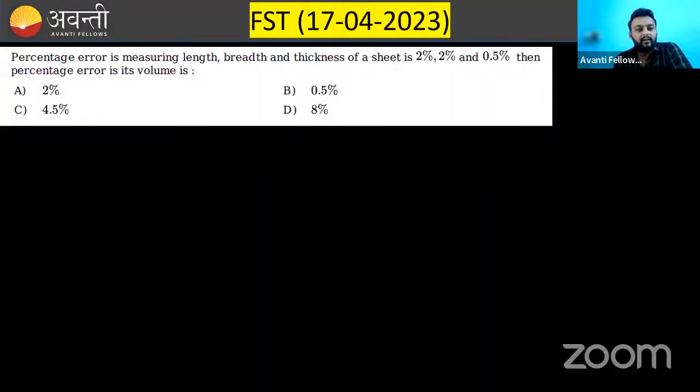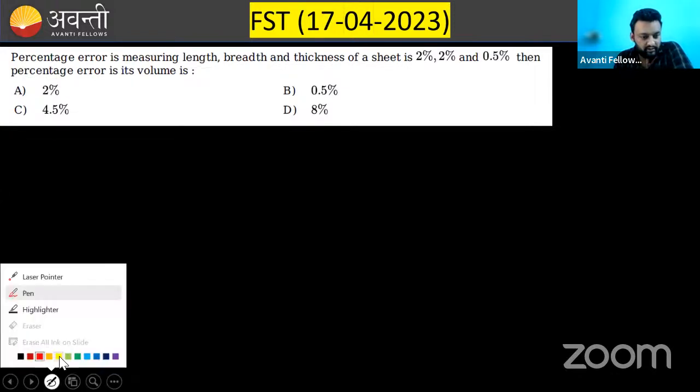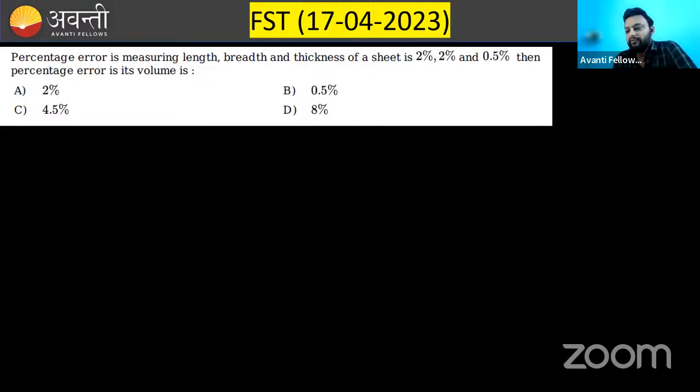Okay. Have you solved this question? The first question that was from error. Have you solved this question? Anyone? The question says, okay, you have solved it. Percentage error in measuring length, width, and thickness of a sheet is like this. Then percentage error in its volume, they are asking.